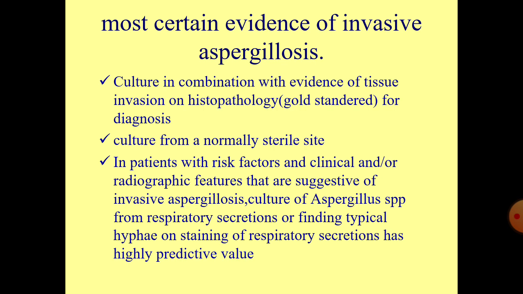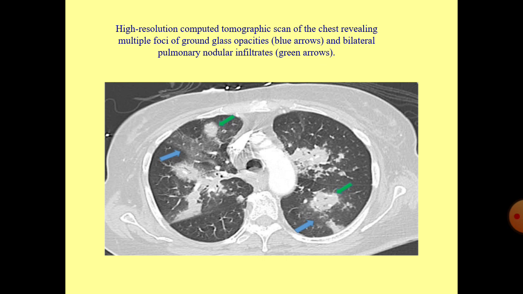Culture of Aspergillus species from respiratory secretions, or finding typical hyphae on staining of the respiratory secretions, has a high predictive value. As we said, in an immunocompetent patient, sputum does not necessarily mean there is Aspergillus infection. But if the patient has typical radiological manifestations, has risk factors for aspergillosis, and the sputum or respiratory secretions, by bronchoalveolar lavage or sputum examination, reveal Aspergillus, you can say this is aspergillosis.